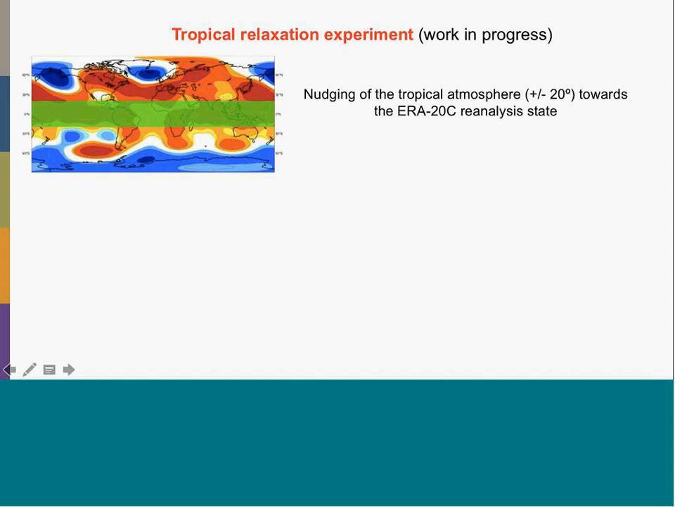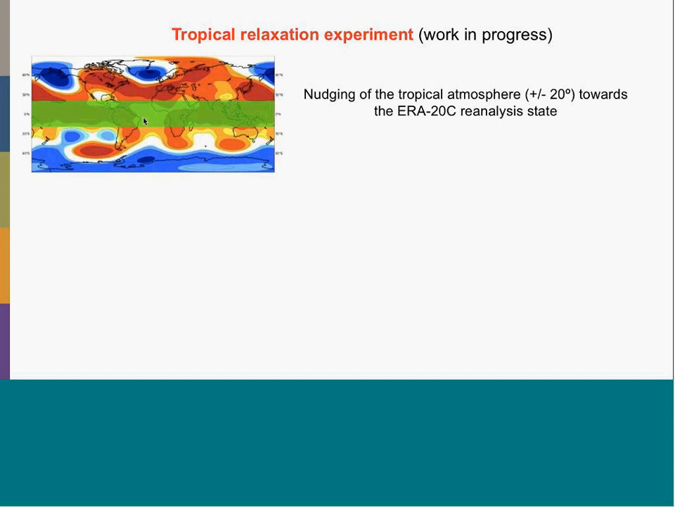We're using prescribed SSTs anyway, but in addition to the prescribed sea surface conditions, we also almost prescribe the atmosphere there. If we run our long seasonal hindcast experiment by always nudging the tropical atmosphere to its best estimate from the reanalysis state, what can we get out for the NAO predictability?